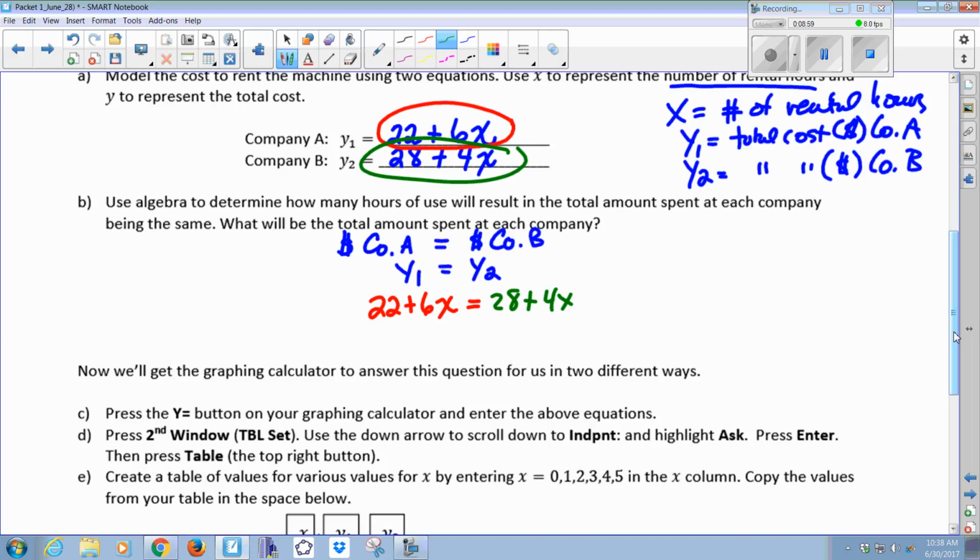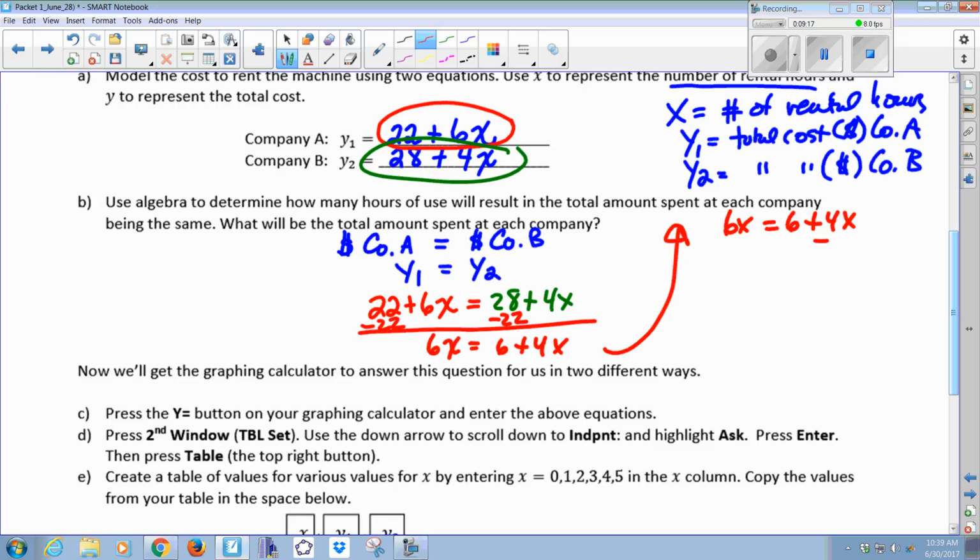Okay, so to solve this linear equation, I'm going to subtract 22 from both sides. And I get 6x equals 6 plus 4x. Now I subtract 4x from each side, and I get 2x equals 6. And then I divide both sides by 2, x equals 3.